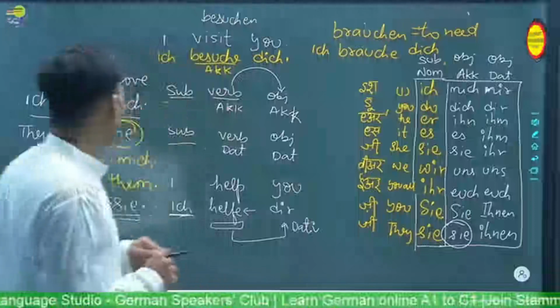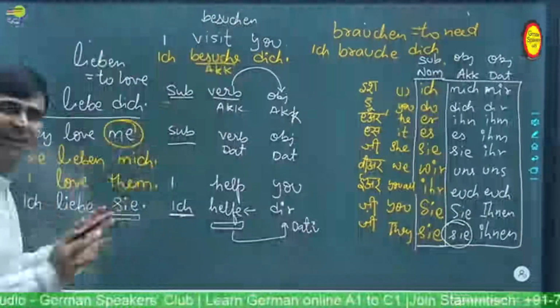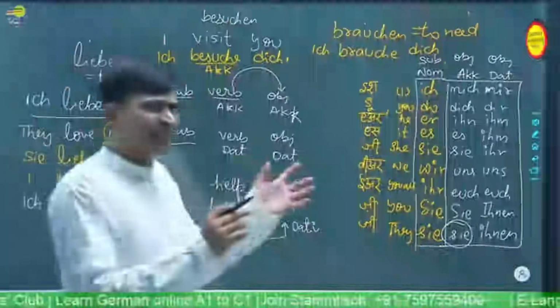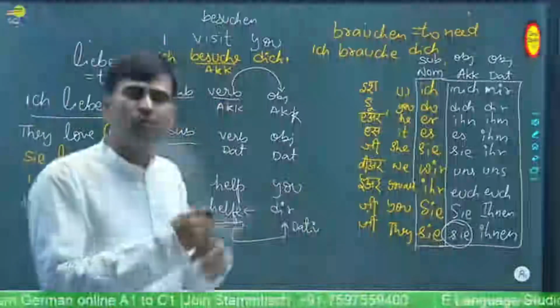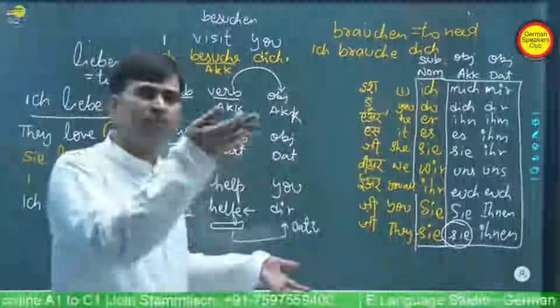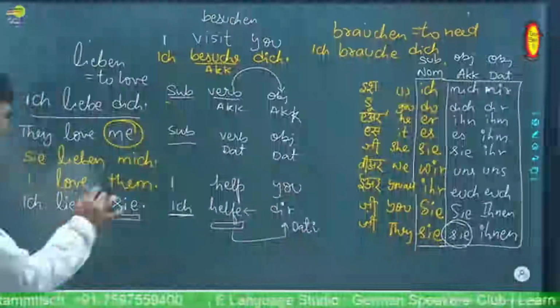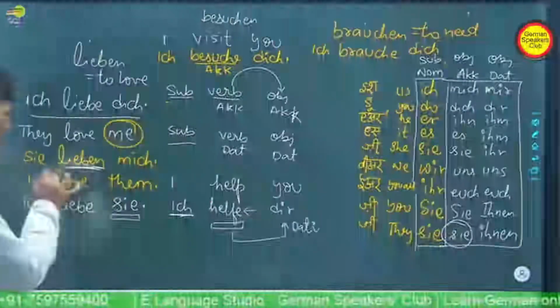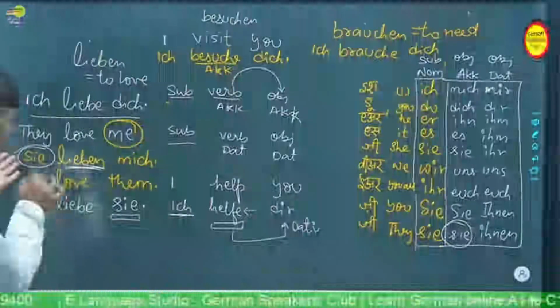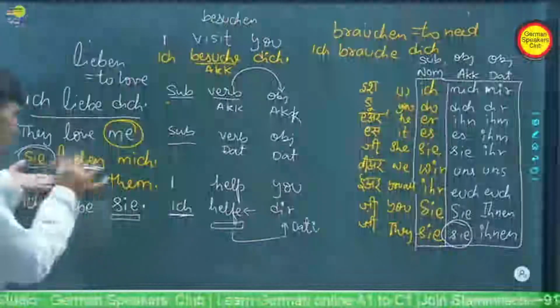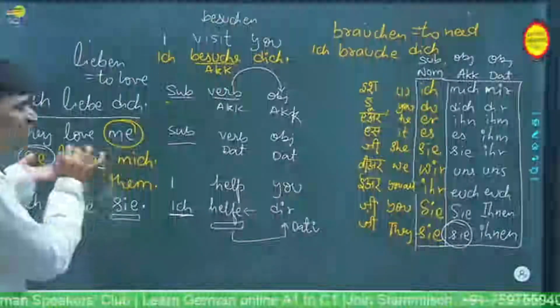But why? Because the verb lieben is accusative, and the object would be from the same category because the verb is accusative. Please do not doubt yourself. You're right. When the verb is accusative, of course you would use the object in the same form, which is accusative. So the object has to behave in accordance with the verb.